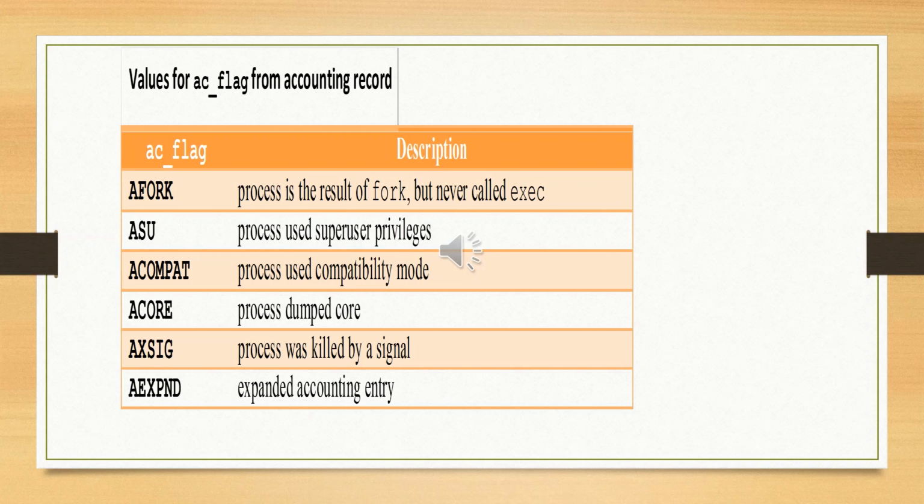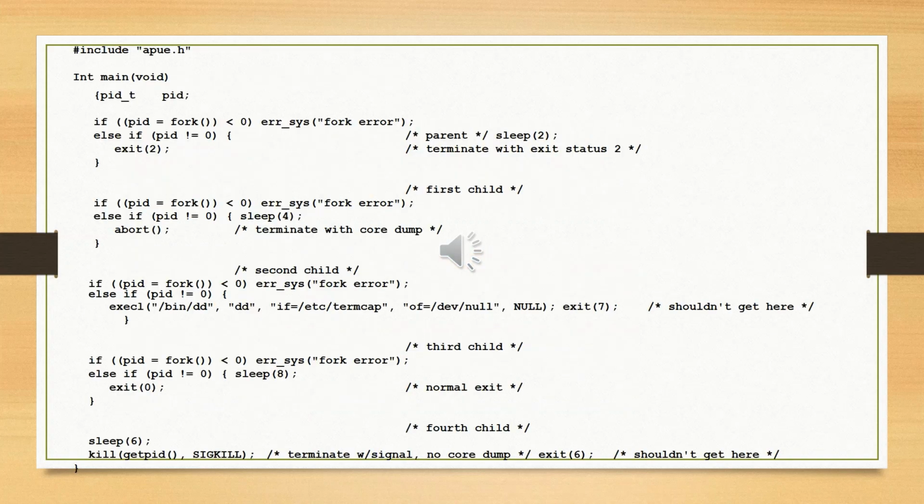AXSIG, nothing but process was killed by a signal. AEXPND, expanded accounting entry. Like that we can use different types of flags for execution in the process accounting concept. These are all the flags we are using. Here is one of the programs.